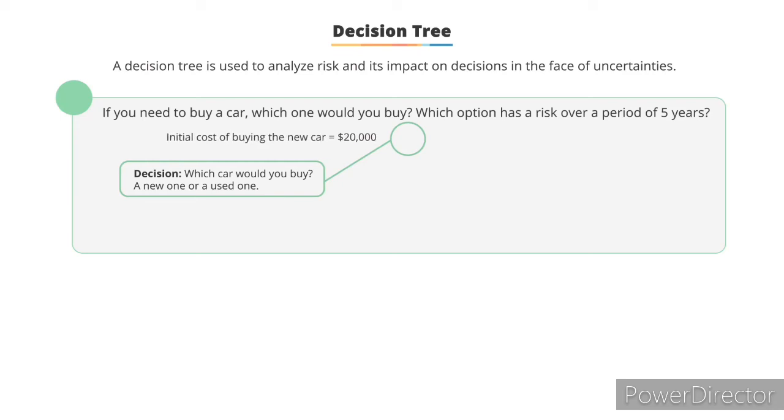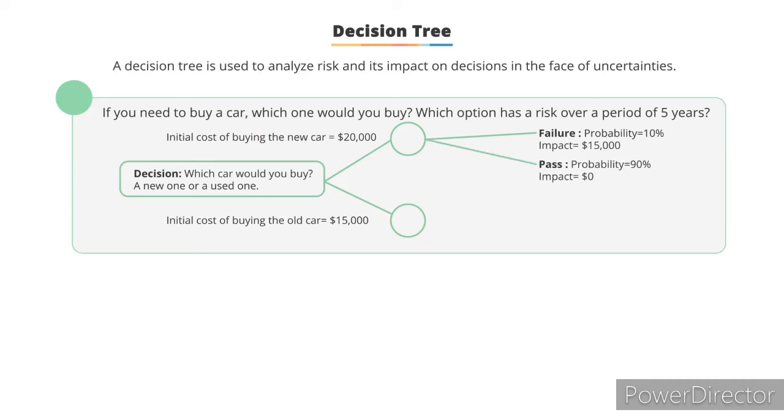The initial cost of buying a new car is $20,000, and the cost of buying the old car is $15,000. For a new car, the probability of it having any problems or a fail scenario is only 10%, which means there's a 90% likelihood that it will work without any problems, which is considered the pass scenario. If it does have a problem, then the impact is determined to be $15,000. An old car has a 70% probability of having a problem. Since the car is older, it's reasonable to expect it to have a higher risk of having a problem. However, since the cost of the car is lower, the impact here is also lower.